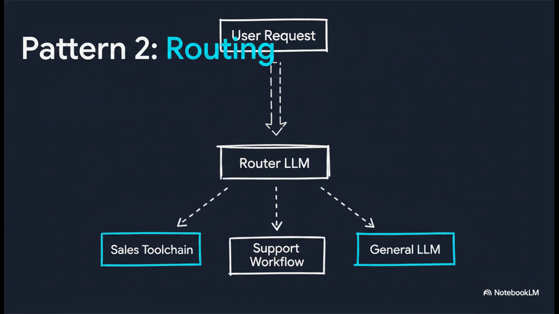Next, we have routing. This is basically a smart traffic cop. An initial LLM call just looks at the user's request and classifies it. Is this a sales question, a support ticket? Then it routes that request to a specialized model or a tool that's perfectly tuned for that specific job. This is an absolutely brilliant way to optimize for both performance and cost.